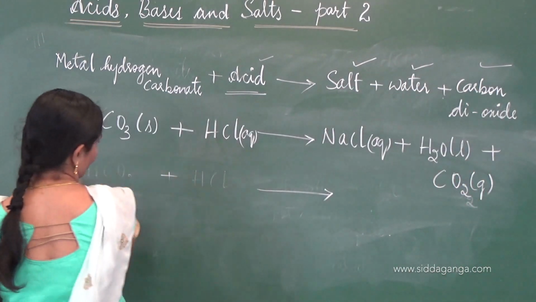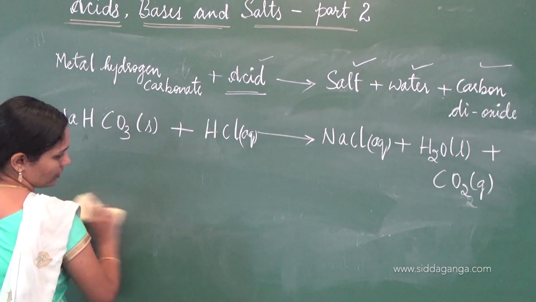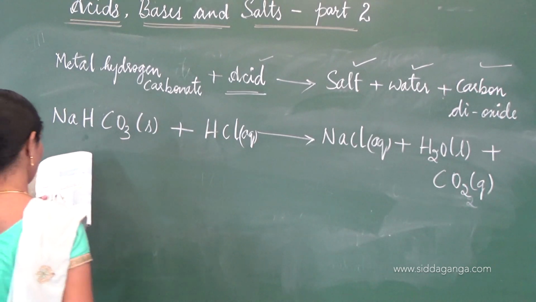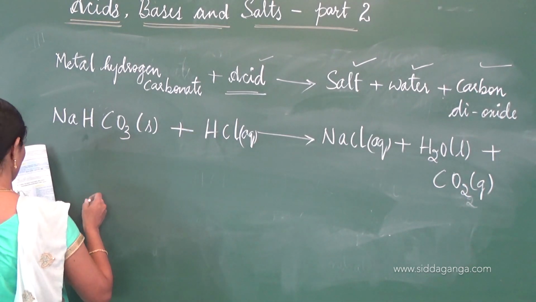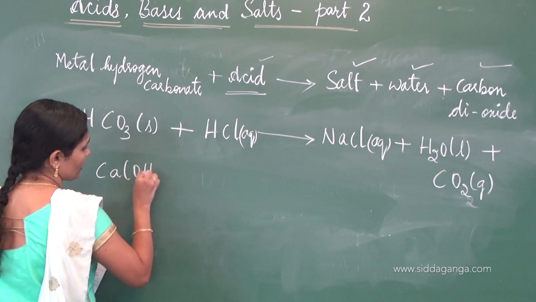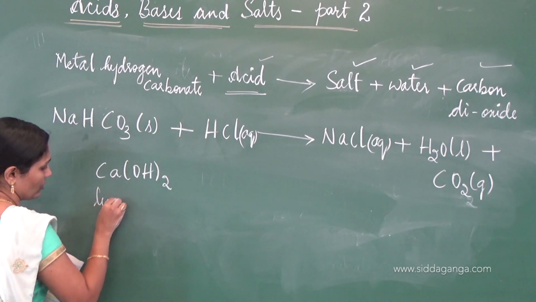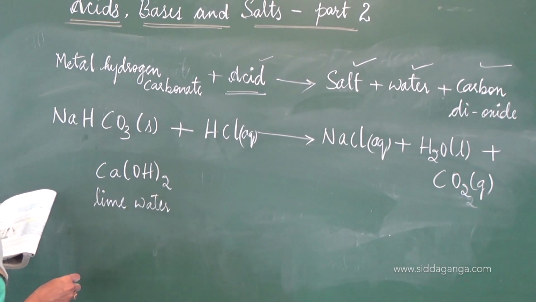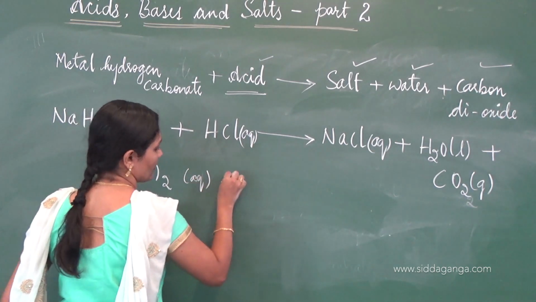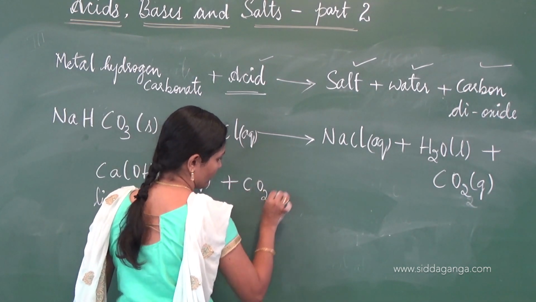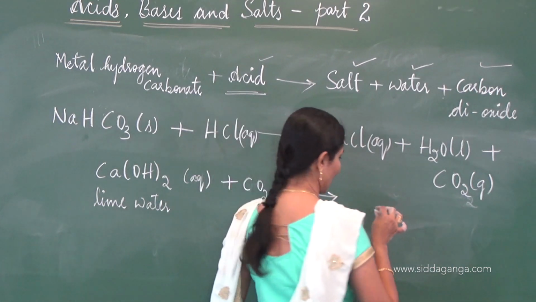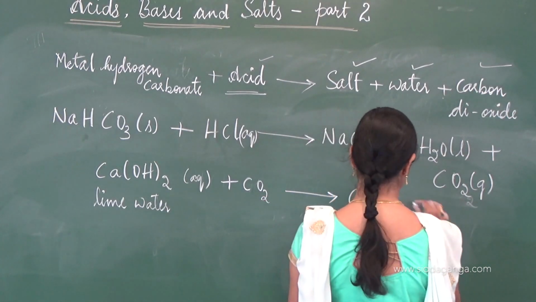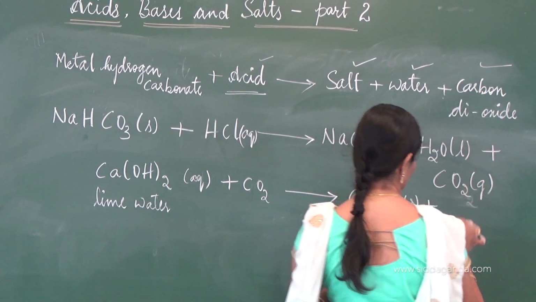I was telling you something about testing carbon dioxide gas. It's a very simple test. We need to pass the carbon dioxide gas, or the gas evolved, through calcium hydroxide, Ca(OH)2, lime water or calcium hydroxide, right? Plus CO2. What happens? It turns milky due to the formation of calcium carbonate, CaCO3, plus water.